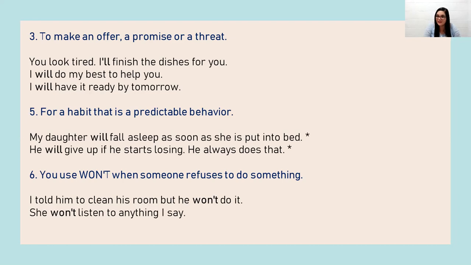If you dig into the structure of this sentence, the very deep structure will not suggest future, but it will express something routinary. Look, the verb "always" is used in the second example. So here, a predictable behavior is something routinary, something that happens on a very regular basis. The next use says you use "won't" when someone refuses to do something. Example: I told him to clean his room, but he won't do it. She won't listen to anything I say. Like this, expected behavior from that person when he or she does the opposite of what you're asking.